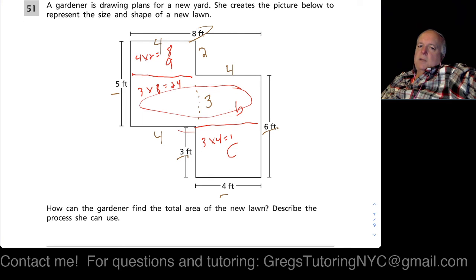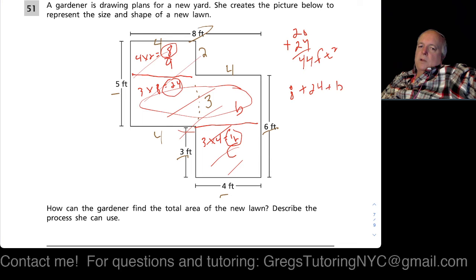And by the way, earlier, if you notice, we got 20 plus 24. So the total area of this inside part here would have been 44 square feet. So if we look at this here, we have 8 plus 24. That gives us 32 plus 12. That's also 44 square feet. Okay? So that's a way to solve this if that's what they're asking us to do.